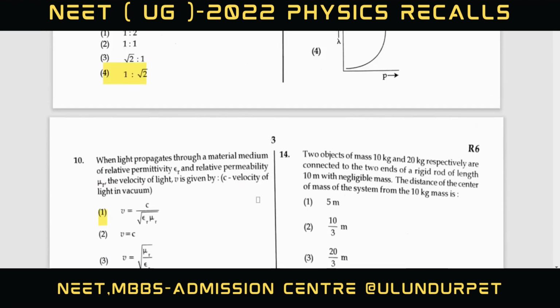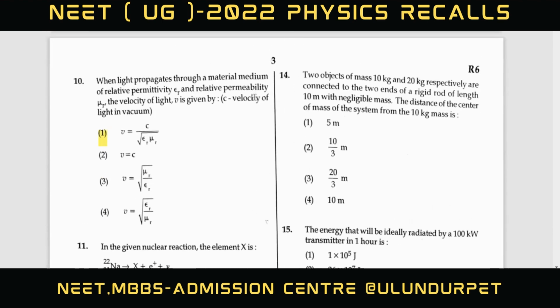14th question: two objects of mass 10 kg and 20 kg respectively are connected at the two ends of a rigid thread of length 10 meter with negligible mass. The distance of the center of mass of the system from the 10 kg mass is. The answer is option 3.